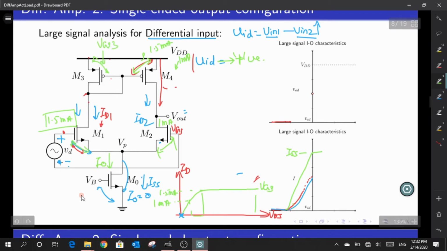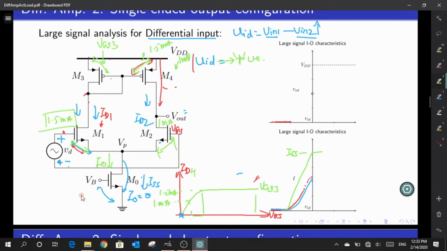Now when I try to apply VGS3 onto M4, this transistor also has to draw the same current of 1.5 milliamperes through it, okay? So I have a case where I have this value of ID4, where I have fed the value of VGS4 to be equal to VGS3. For this I need a current of 1.5 milliamperes, but the bottom transistor is on, but it is not capable of accepting 1.5 milliamperes; it is capable of accepting only 1 milliampere of current through it.